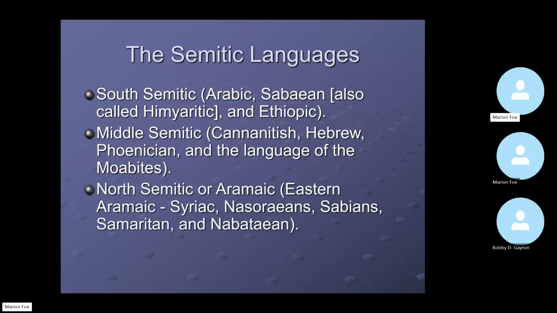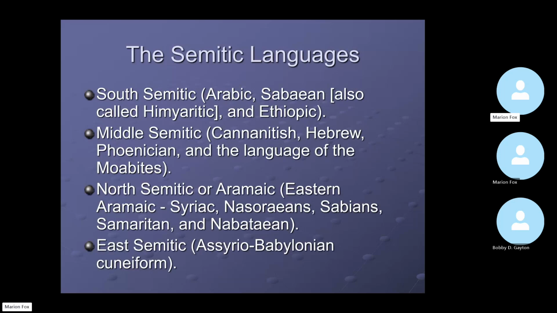The North Semitic are the Eastern Aramaic, Syriac, Nassaureans, Sabaeans, Samaritan, and Nabatean. And so the Samaritan language also. The northern tribes were settled by people from other parts of the empire, the Assyrian Empire.